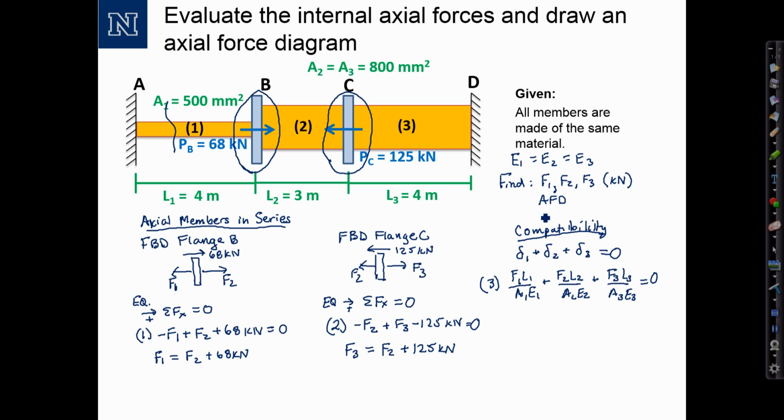I recognize here that because E1 equals E2 equals E3, as we said before, I can pull that 1 over E out of the equation, and I'm left with F1 L1 over A1 plus F2 L2 over A2 plus F3 L3 over A3 equals 0. And basically this 1 over E isn't going to affect the equations anymore. It still equals 0 no matter whether I have the 1 over E there or not, so I'm going to get rid of it. And we will use this as our starting point to continue this example on the next video.